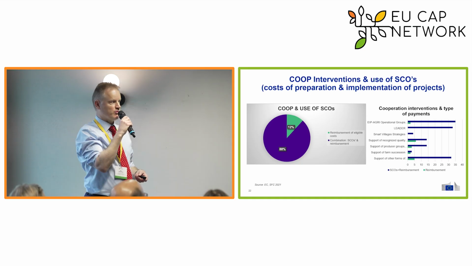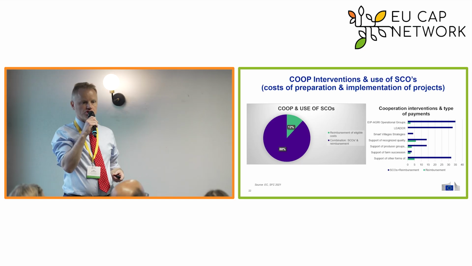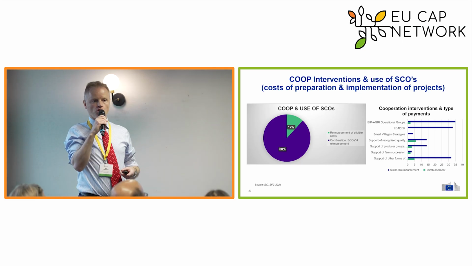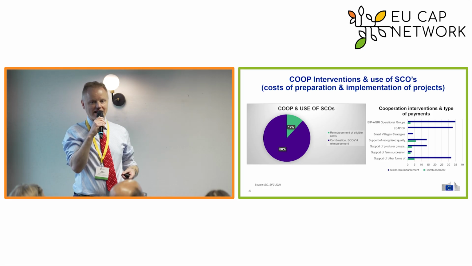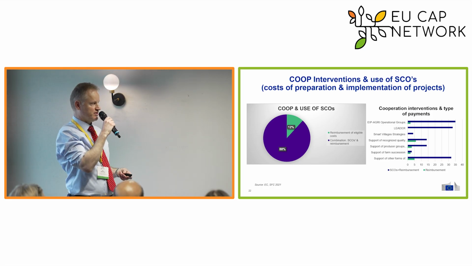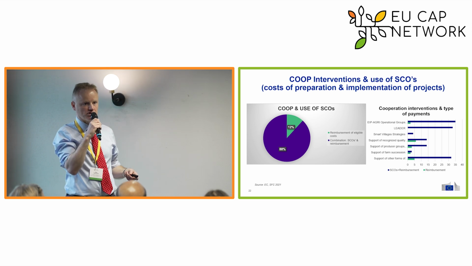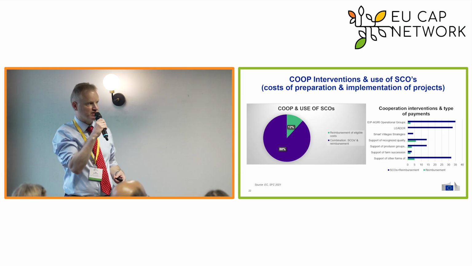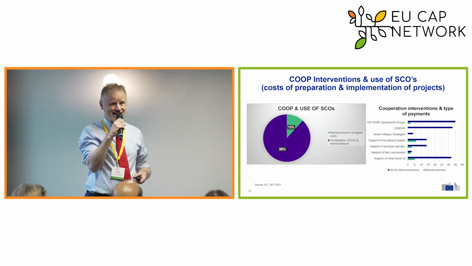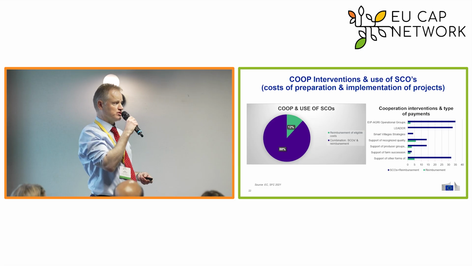So in the diagram on the left, what you see with the purple is the proportion, the percentage of overall cooperation interventions in CAP strategic plans that have some element of simplified cost options. So you can see there, it's not pure simplified cost options. It's usually a mixture of SCOs and reimbursement of actual costs, but still at 88%, that's not bad, I think, compared to some of the other interventions.